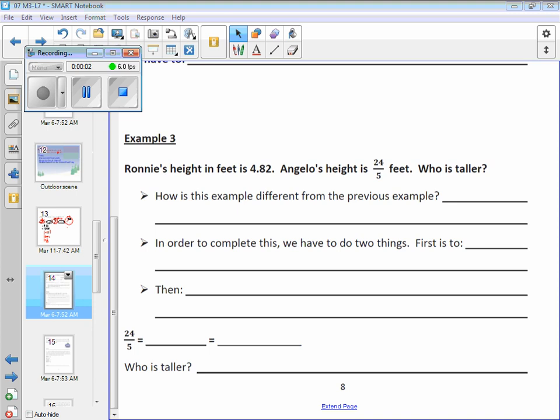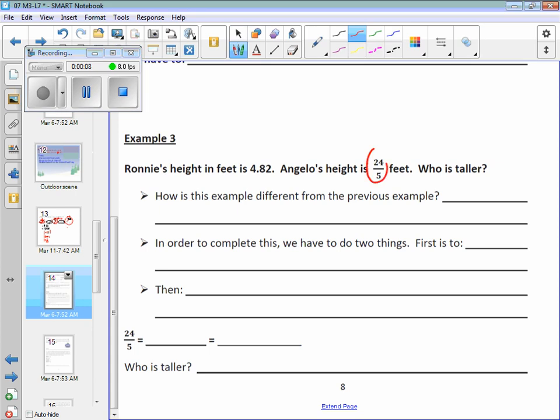Okay, lesson 7, page 8. The big difference here is you have this improper fraction. Because we've dealt with decimals, we just need to take the improper fraction and change it back into a decimal. In order to do that, the first thing you got to do is change it to a mixed number. What does 24/5 become?